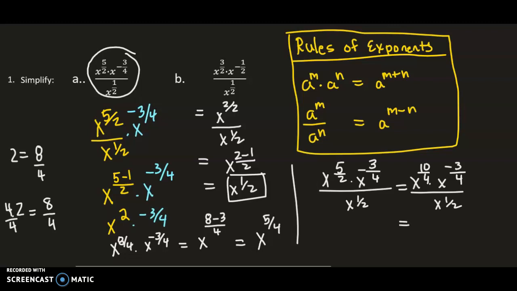so up top we have 10 minus 3 over 4, so that's x to the 7/4, divide by 2 quarters, which is the same as 1/2. So this is x raised to the 7 minus 2 over 4, so that's 5 quarters. So you see, we get the same answer. Went about it a little differently.